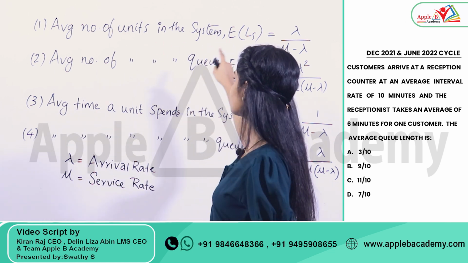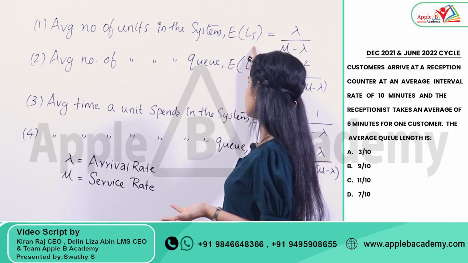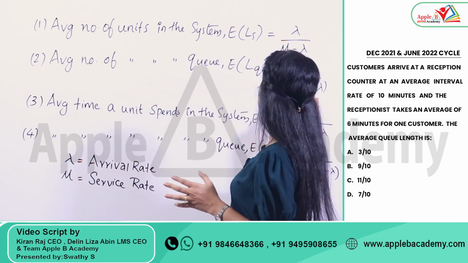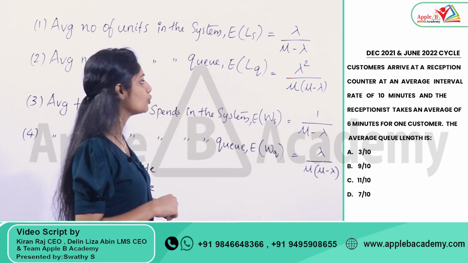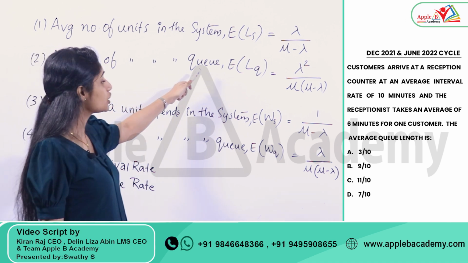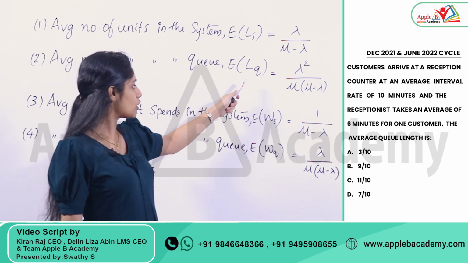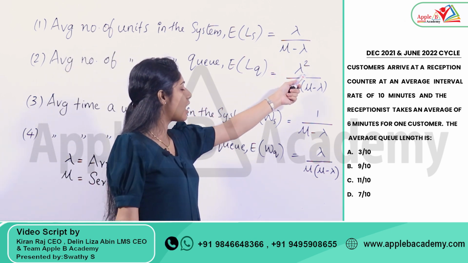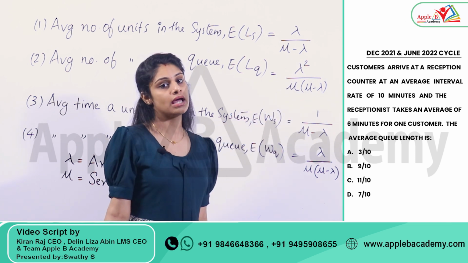The average number of units in the system is represented as LS, and the equation is lambda divided by mu minus lambda. Moving to the next equation, the average number of units in the queue. Firstly we discussed the system, and now it's about the queue. It is represented as LQ, and the average number is lambda squared divided by mu multiplied by mu minus lambda.